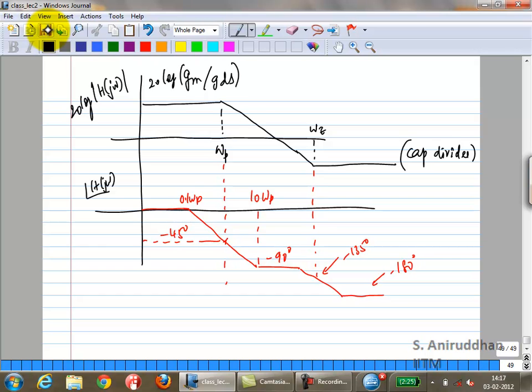Correct? Yes. No, because one of them is a left half plane pole and a right half plane zero, right? Because of that, if you had a left half plane zero, then it would go up. Okay. And this is the excess phase. Let me make sure of that.